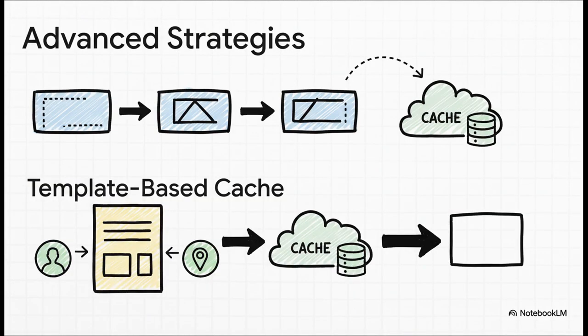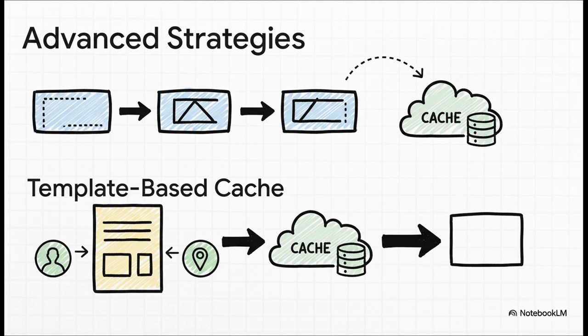Now, we can get even fancier. There's something called a partial output cache. This is where you save the result of just one step in a bigger process. For example, maybe step 1 is find the company name in this email. You can cache just that company name so that all the other steps in your pipeline can use it without having to figure it out again.